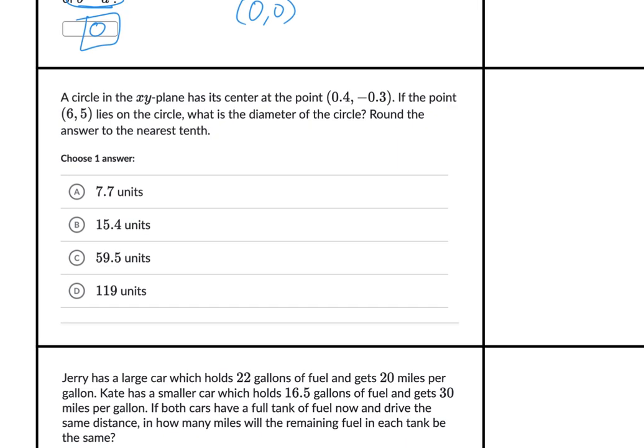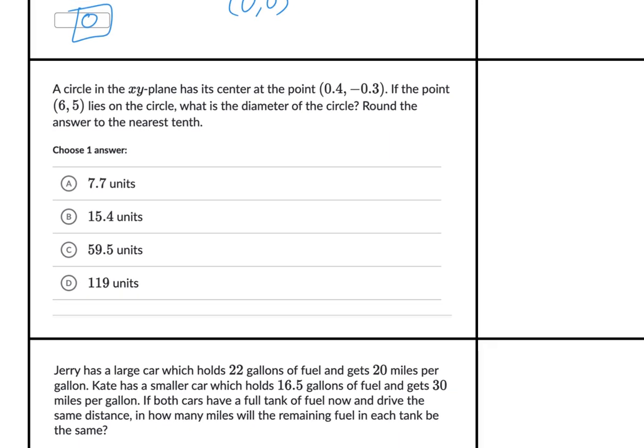A circle in the xy plane has its center at the point (0.4, -0.3). If the point (6, 5) lies on the circle, what is the diameter of the circle?